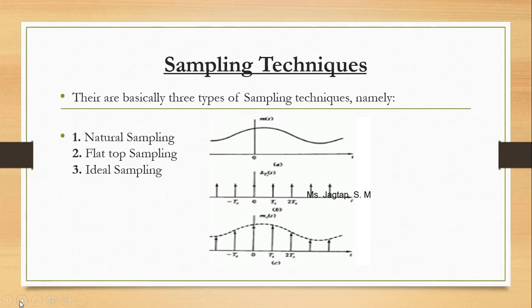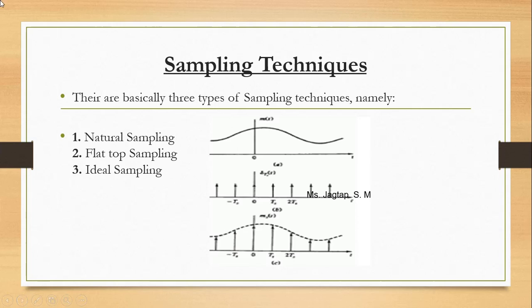Basically, there are three types of sampling techniques that are always used. First one is the ideal sampling. Second one is natural sampling. And third one is flat top sampling.